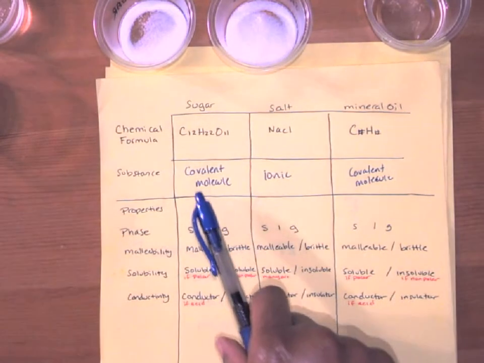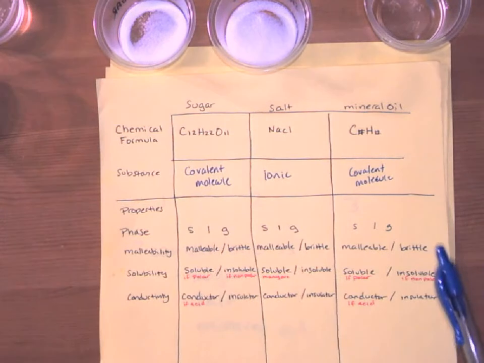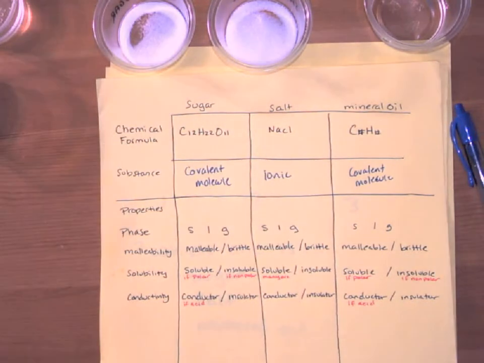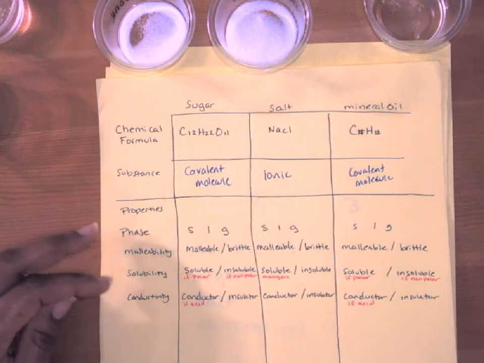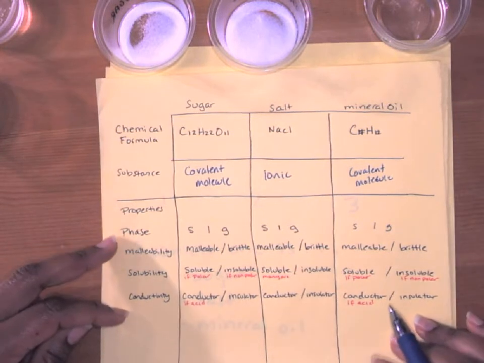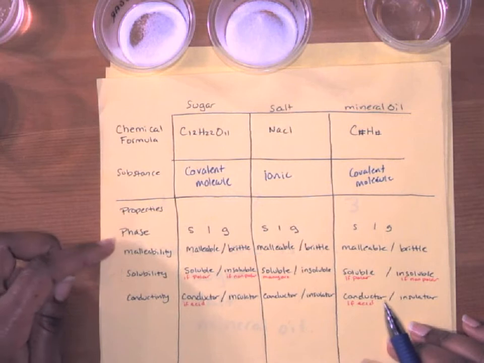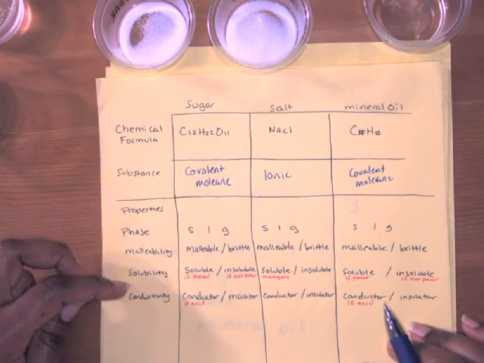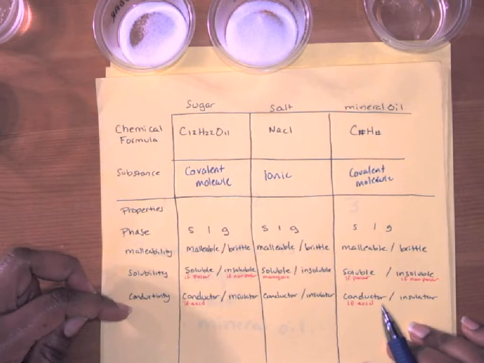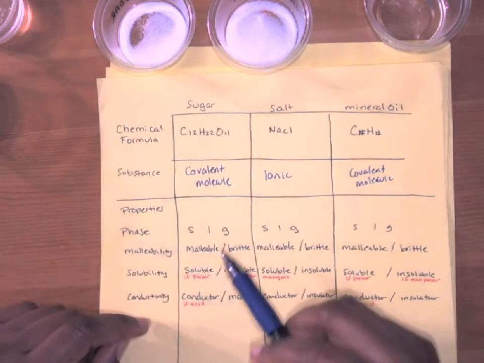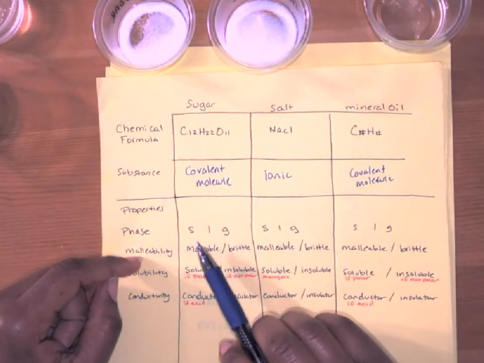Once we've identified what type of substance it is, what we need to do in order to help us whittle it down and identify these unknowns is to figure out what properties we expect them to have based on the type of substance it is. So I've just listed several properties that we've been studying so far: phases, malleability, solubility, which means whether or not it dissolves in water, and conductivity. Okay, so beginning with the phases.